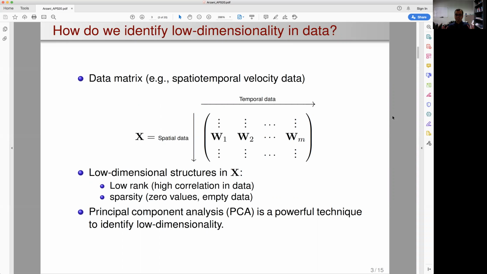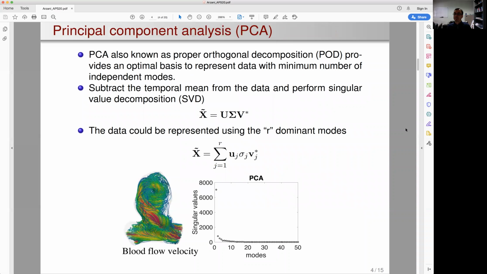This could be defined as a low rank structure due to high correlation in our data, or it could be sparsity in our data, for example, zero values or empty data. A popular technique to identify such low dimensionality is known as principal component analysis, which we're going to talk about next, and we're going to see throughout the methods in this talk.